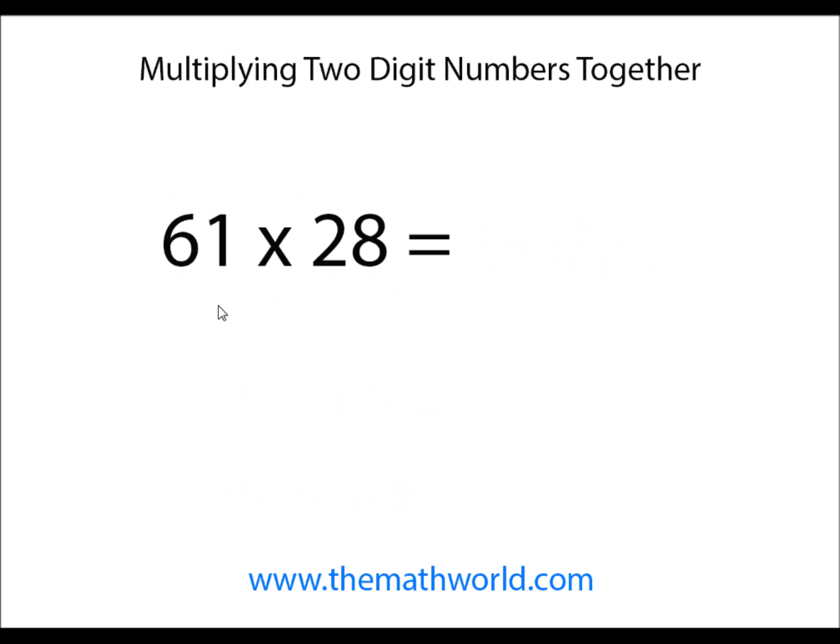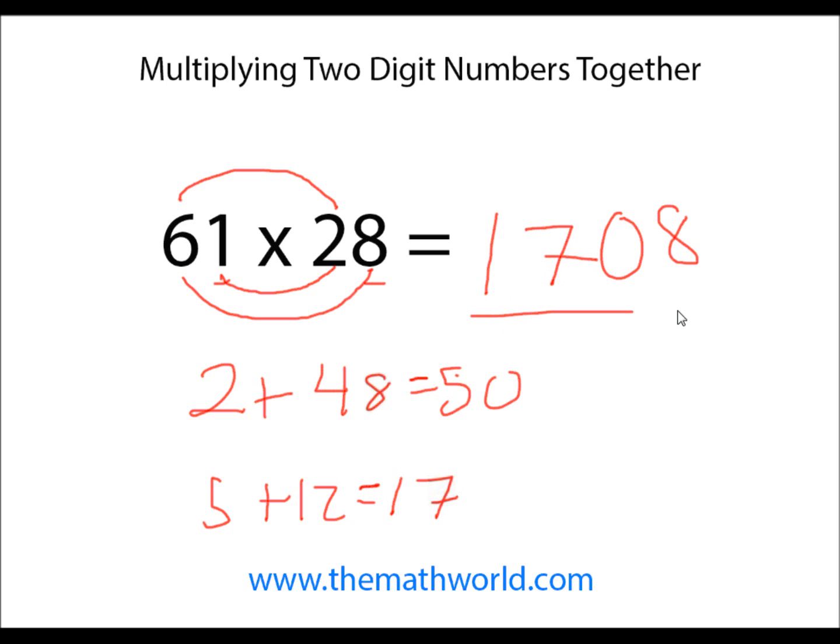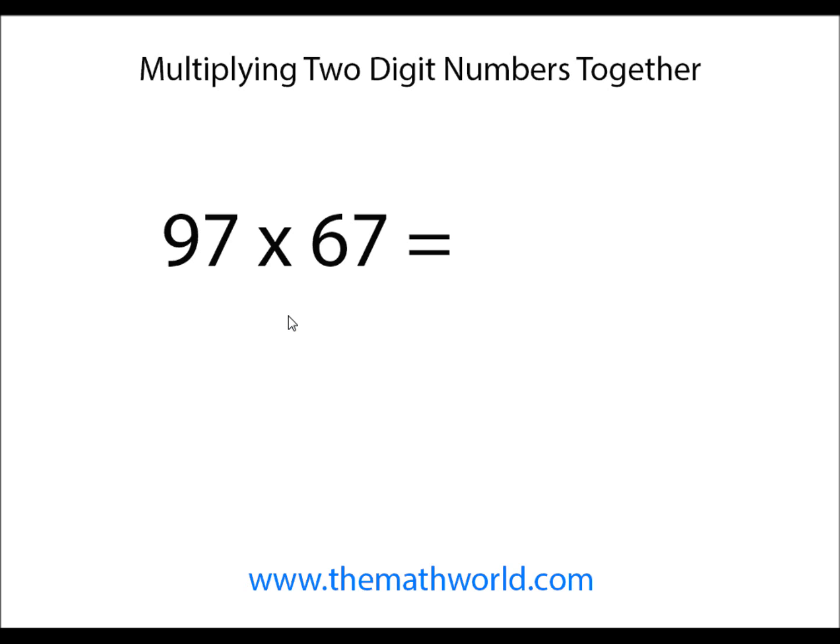Next example is 61 times 28. Multiply the ones digits by each other. 1 times 8 is 8. Write down our 8. Next thing is to multiply 1 times 2 and 6 times 8 and add those to each other. 1 times 2 is 2. 6 times 8 is 48. Add those together, we get 50. We'll go ahead and write down 0, carry our 5. Last step is multiply the tens digits, so 6 times 2 is 12. We'll add that to the 5 that we carried over. Gives us 17. And so our answer of 61 times 28 is 1,708.